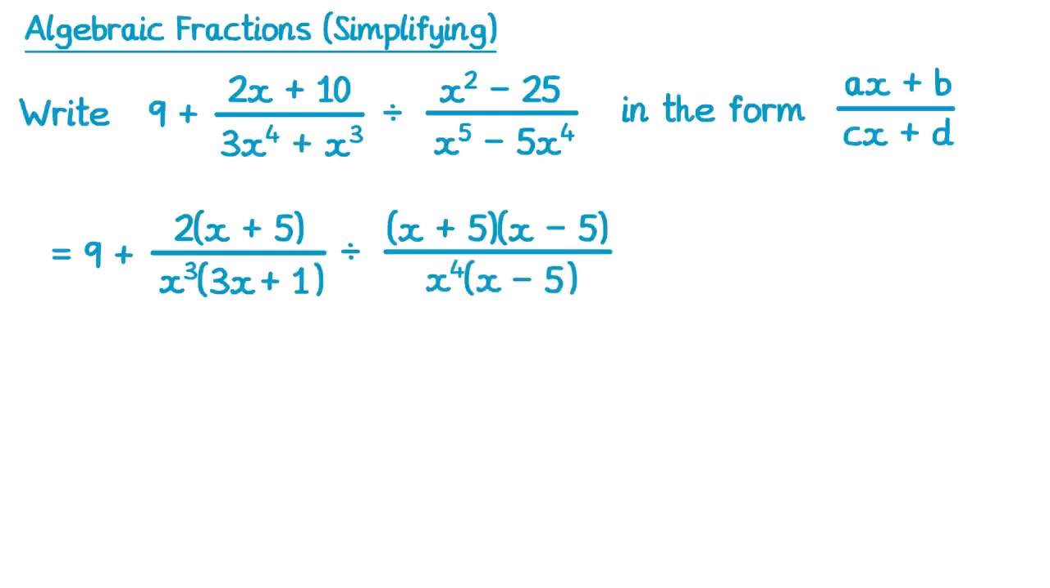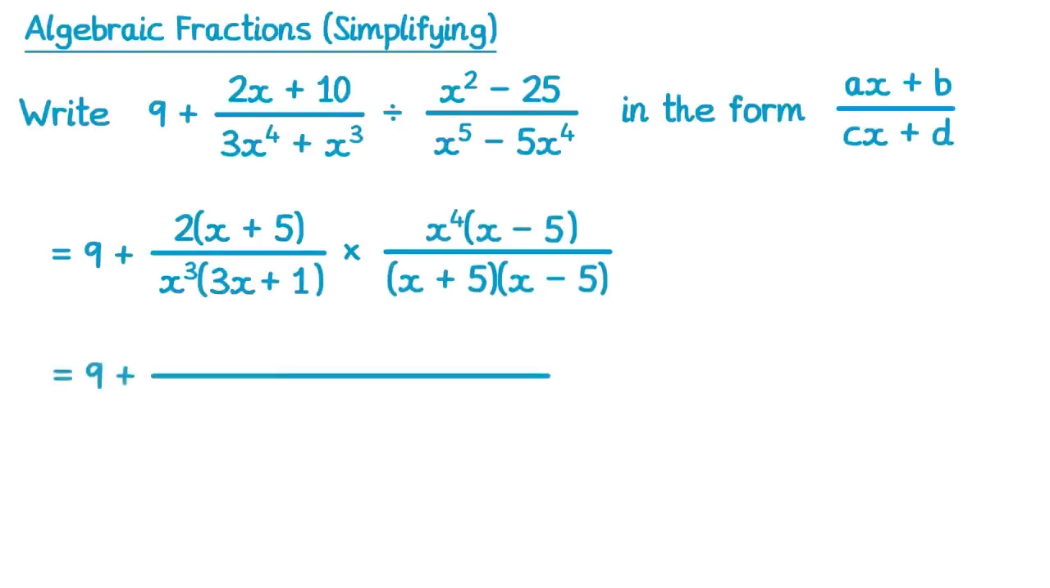Now in this question, there's an addition and also a division. The order of operations says we should divide before we add. So we're going to leave that plus alone and work on dividing these fractions. To divide fractions, we turn that divide into a multiply, but take the reciprocal of the second fraction. So we need to flip that fraction upside down. Now we can go ahead and multiply, so we're going to leave the 9 and the plus alone, and then we'll multiply these two fractions together.